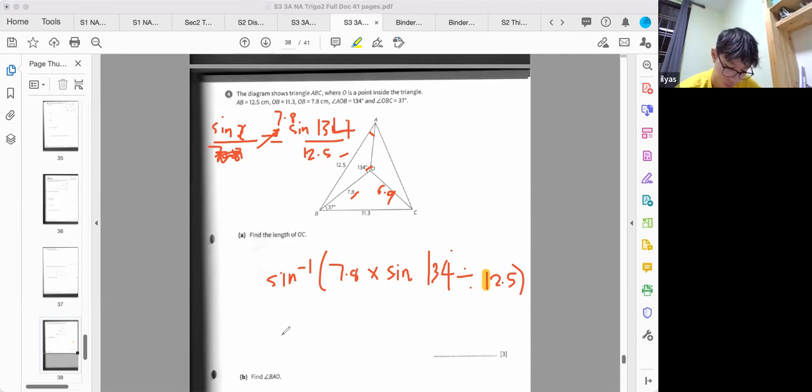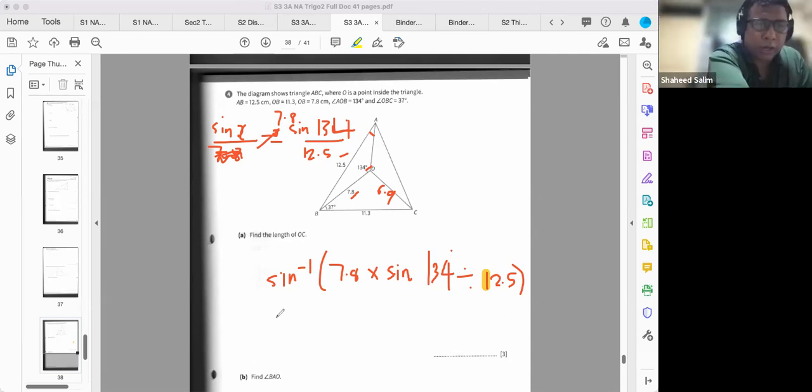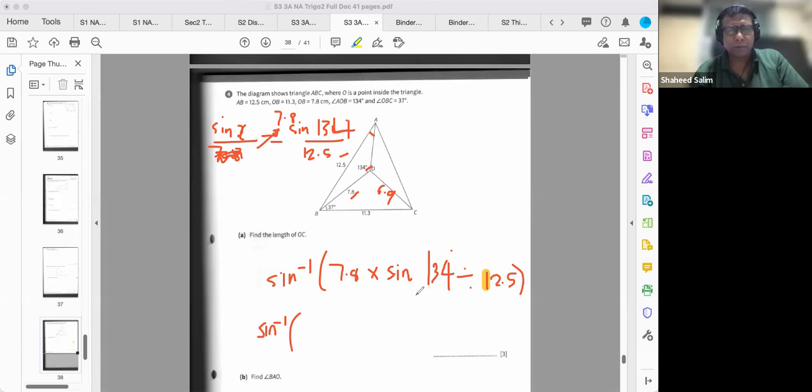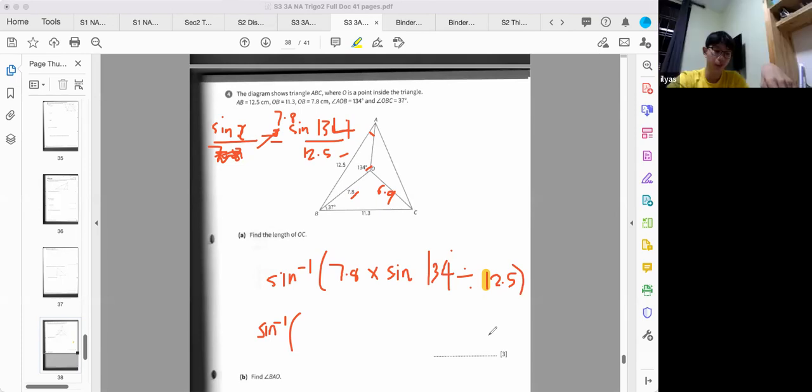You try again. Okay, inverse. Let me see your calculator. Is it same? Okay, you press inverse sine. You press inverse sine first, right? Yes. Okay, then open bracket. 7.8 times sine 134. Divide by 12.5. Close bracket. Then equal. Oh, 26.67. Yes, well done.